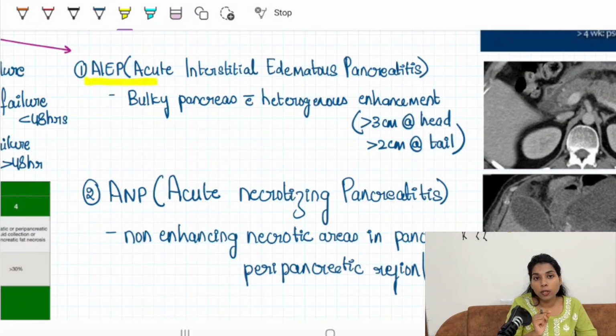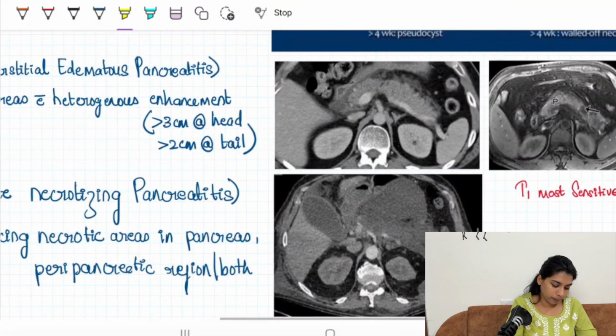And how do you know it's bulky? Bulky pancreas is that pancreas which is more than 3 centimeters at the head, more than 2 centimeters at the tail. So this is very important, the values, that it is more than 2 centimeters at the tail, more than 3 centimeters at the head. Now we look at an example.